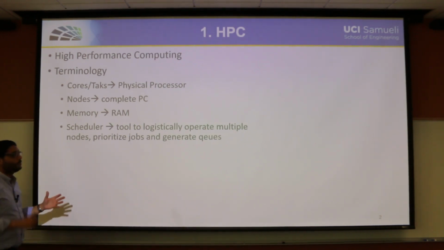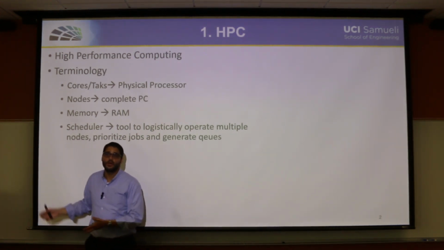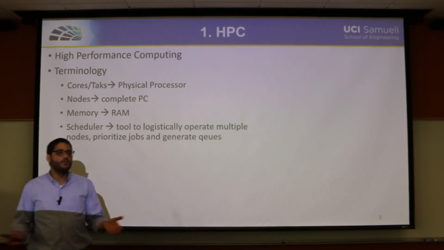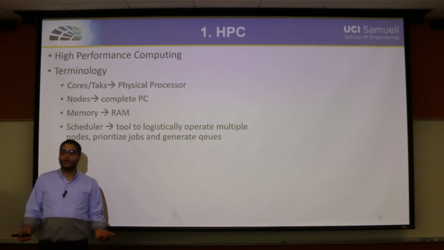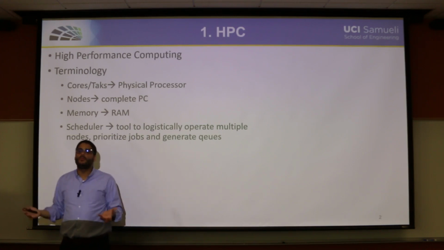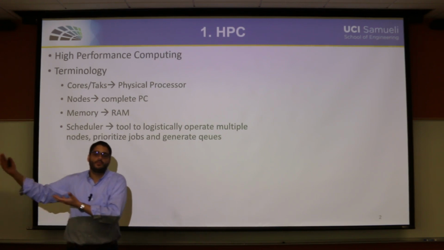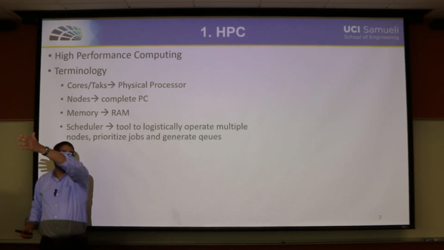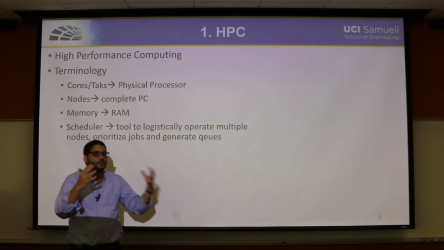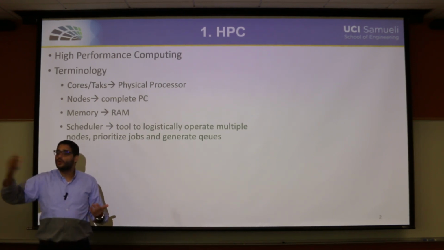And moreover, it prioritizes the jobs, because, for example, an available supercomputer at UCI could have around 400 or 500 users at the same time trying to submit jobs. So how are we going to solve the problem of allocating resources for the requested jobs, where each job, for example, could have 50 cores, 100 cores, 500?